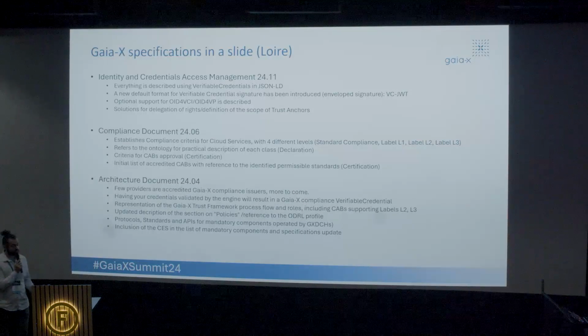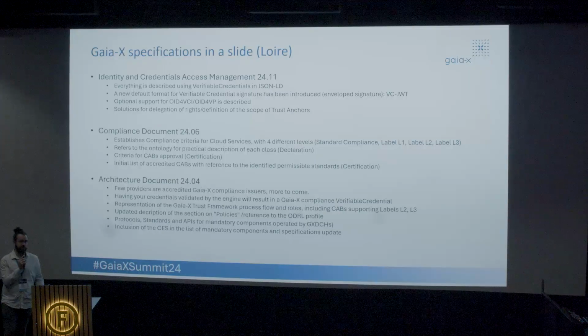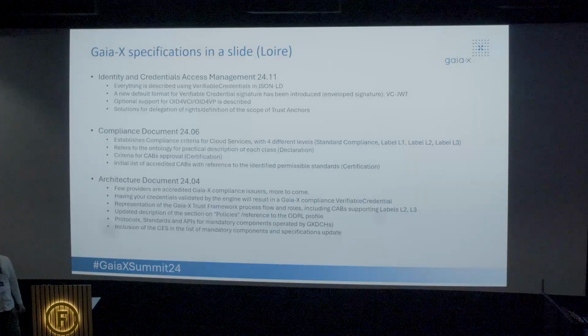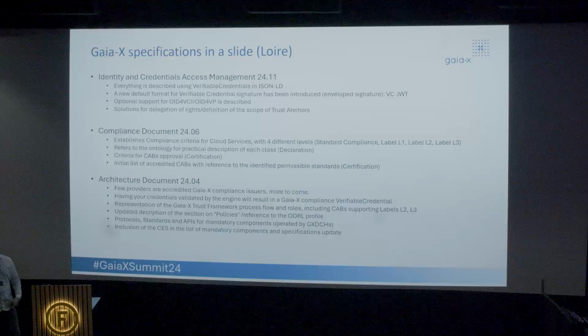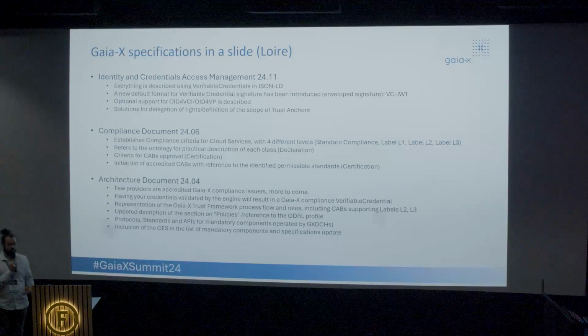We added the optional support for OpenID for VCI and OpenID for VC for credential exchange. And there are solutions for power of attorney, delegation, and definition of the trust anchors. The compliance document 2406 and 2411, which came out a few days ago, establishes the compliance criteria for cloud services. We have 4 different levels.